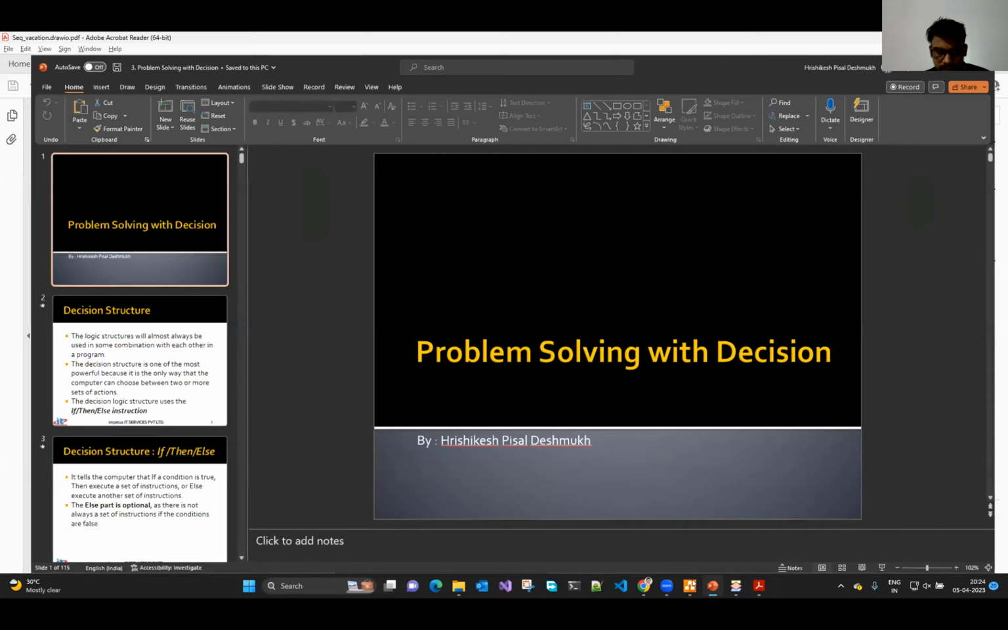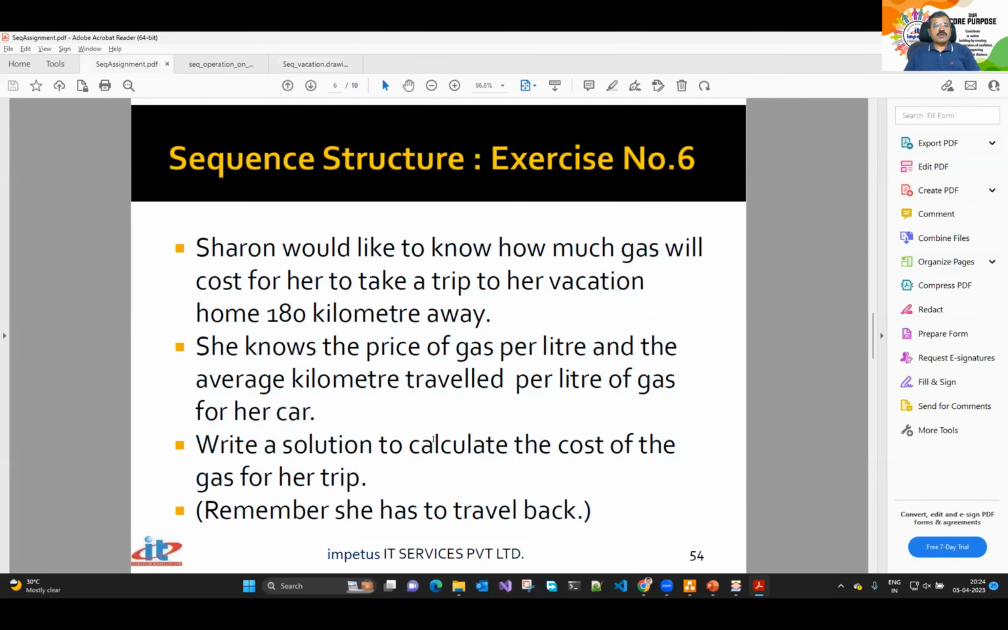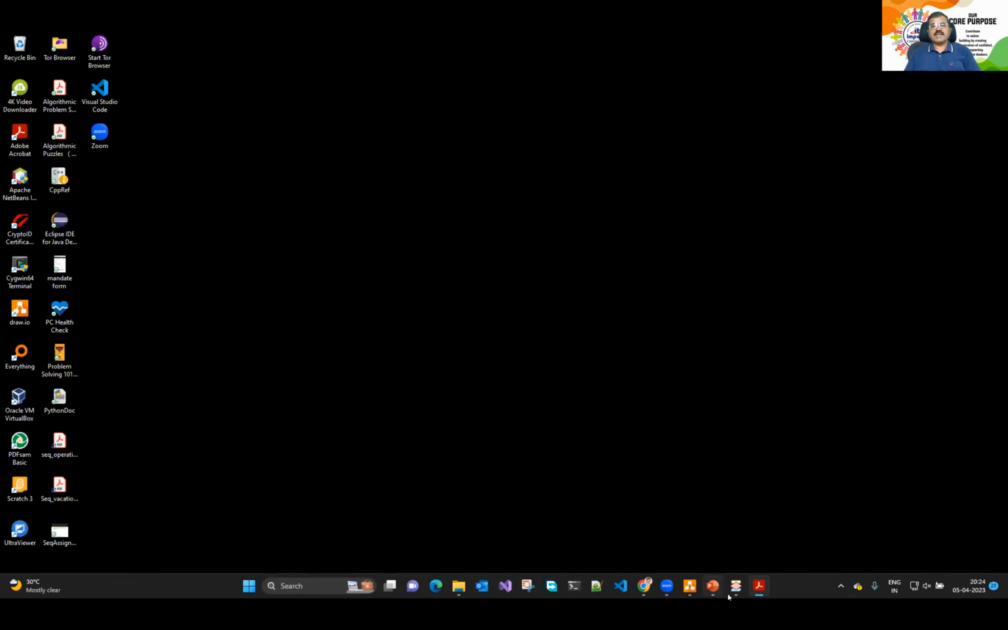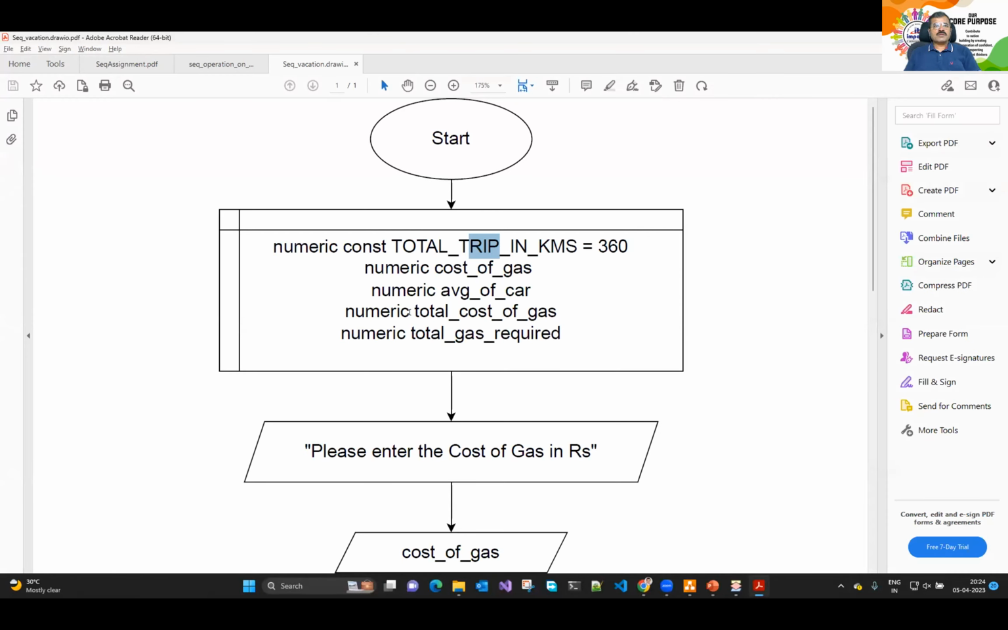What does it say? Where is the problem statement? It says calculate the total cost of the gas. Okay, that's what has been asked to calculate. Here you go. So total cost of gas is a variable that is already defined. And here it is in kilometers, that variable needs to be altered. Please enter the cost of the gas in rupees.